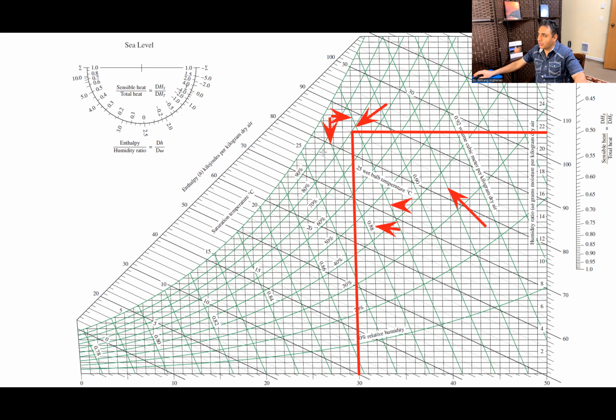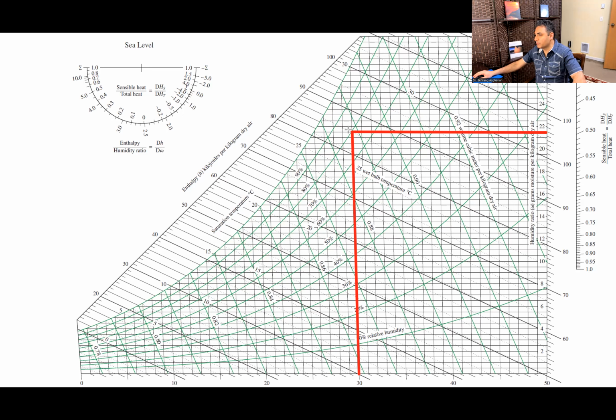Another thing that you can read from this chart is, let's just delete some of these. Another thing would be the value of enthalpy. We need the value of enthalpy. How do we read enthalpy? To read the enthalpy value, the way it works is, it's almost parallel.